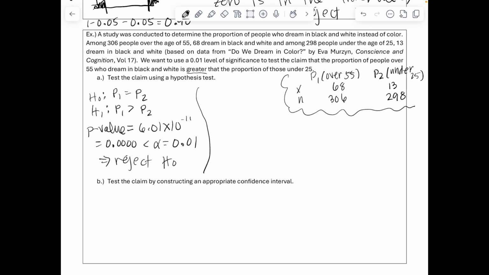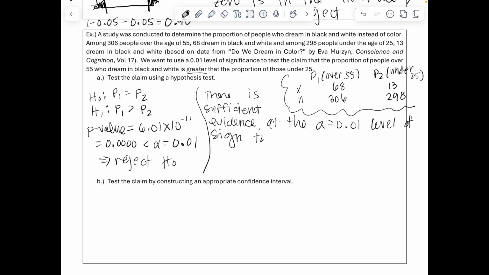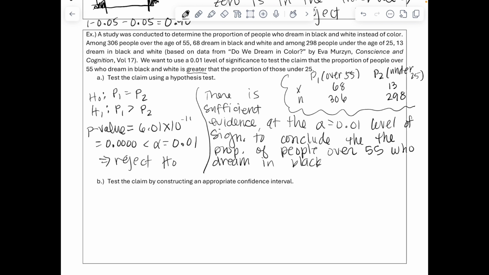And so writing our conclusion and making sure that our conclusion is written using the words that are in the problem and explaining that, we're going to say there is sufficient evidence at the alpha equals 0.01 level of significance to conclude that the proportion of people over 55 who dream in black and white is greater than those under 25.